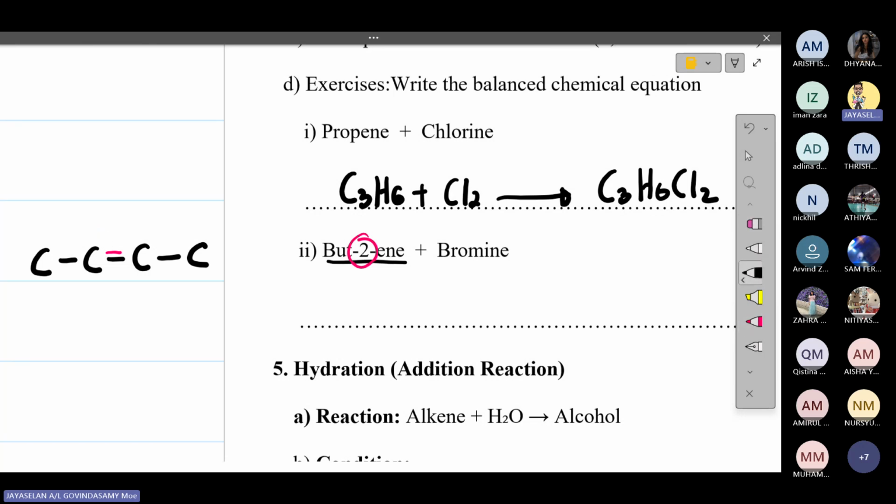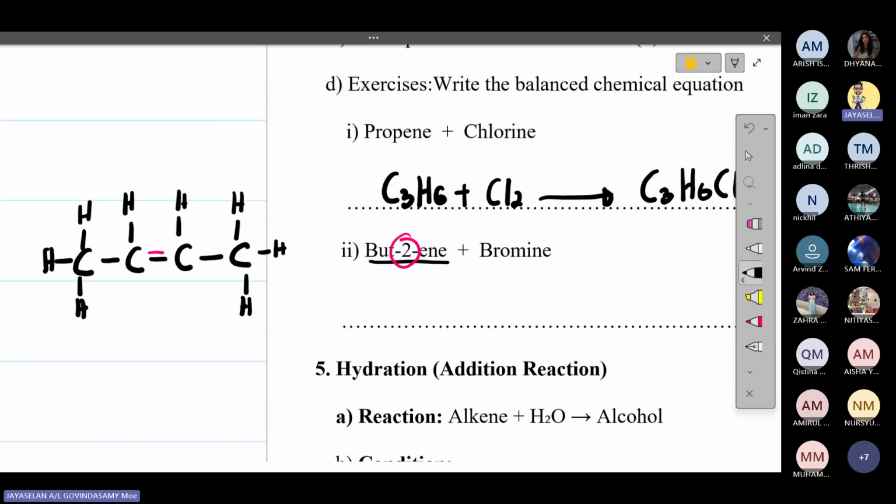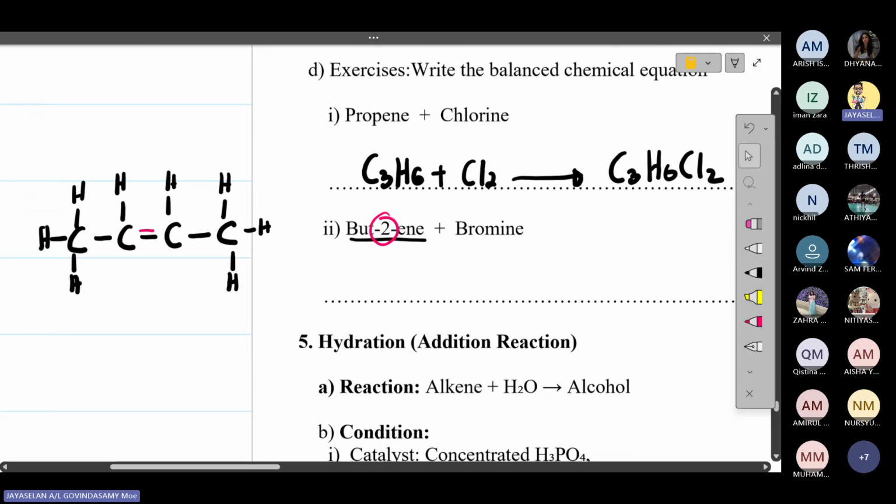Each carbon, you put hydrogen. So here hydrogen, 4 bonds. Every carbon must have 4 bonds. H. Here you all put H like this. Okay, now convert this into structural molecular formula.